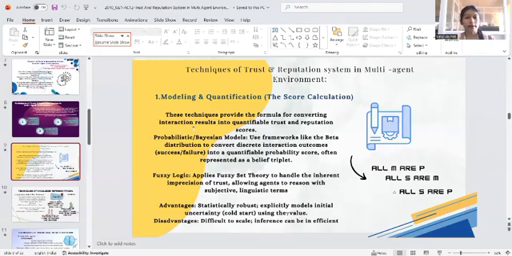And last one is advantages of modeling and quantification. Statistically robust, explicit model of initial uncertainty in cold start using the prior value. And disadvantages of modeling and quantification: difficult to scale and inference can be inefficient.